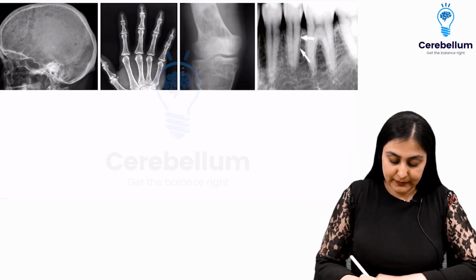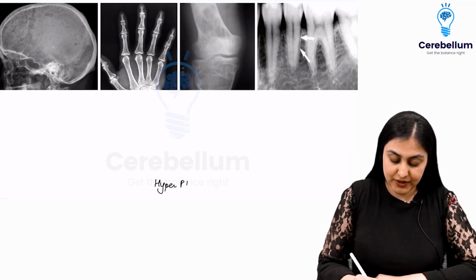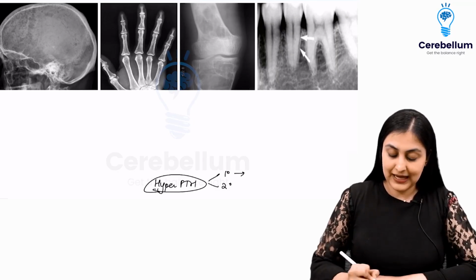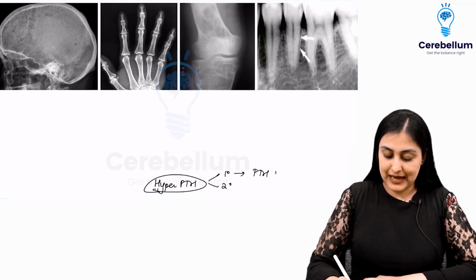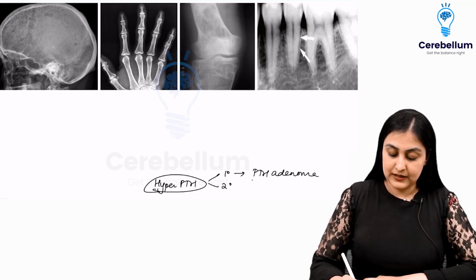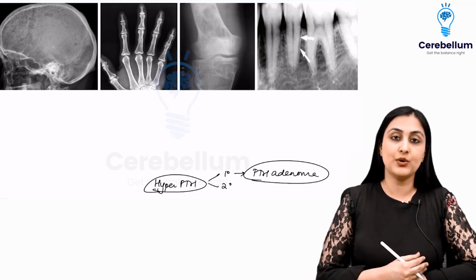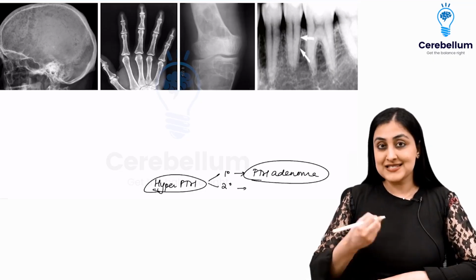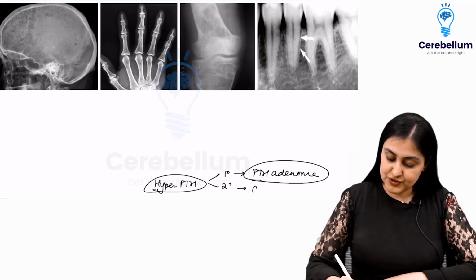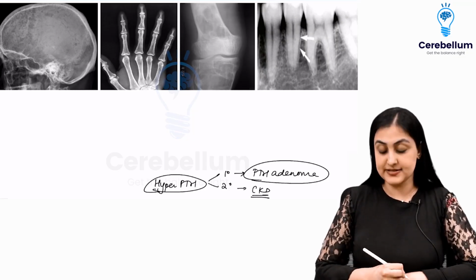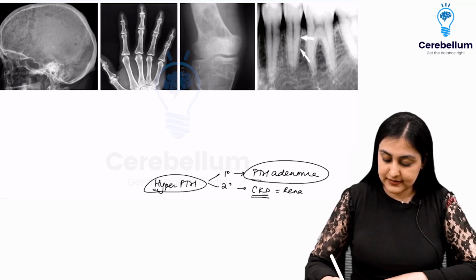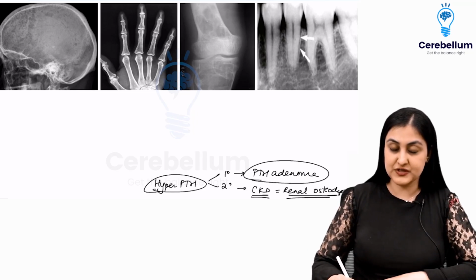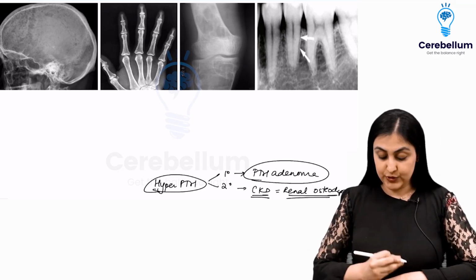So here you want to remember that hyperparathyroidism could be primary or secondary. Primary hyperparathyroidism is because of a parathyroid adenoma, wherein you have a tumor in the parathyroid which is producing excess PTH hormone, or you could have secondary hyperparathyroidism which is because of chronic kidney disease. This is also called renal osteodystrophy. This is called renal osteodystrophy because it's because of primary renal origin.